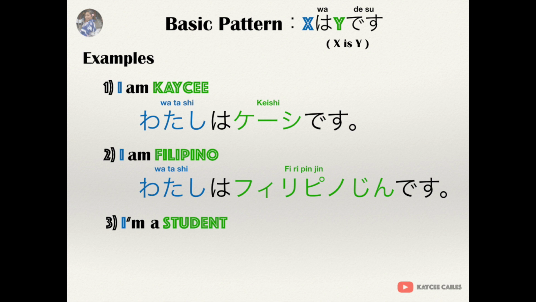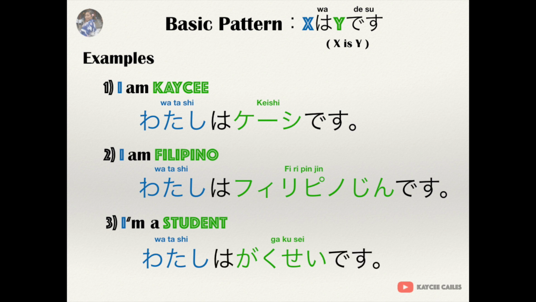Third example we have, I am a student. Again, I is our topic, and this time our comment is student. In Japanese, I is watashi, and student is gakusei. Notice again the silent u. So completing the sentence, we have watashi wa gakusei desu. I am a student. However, if you will form this in a paragraph, you should eliminate saying watashi because it is already established that you're talking about yourself. You can simply say Keishi desu, Philippine-jin desu, gakusei desu.